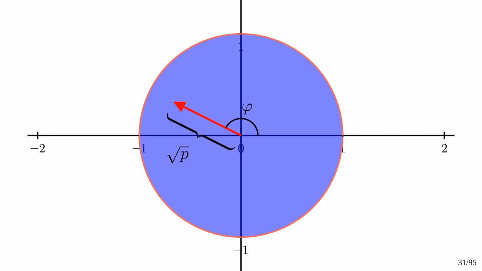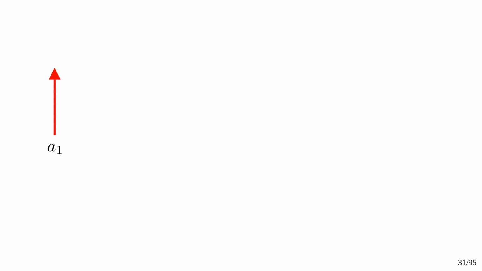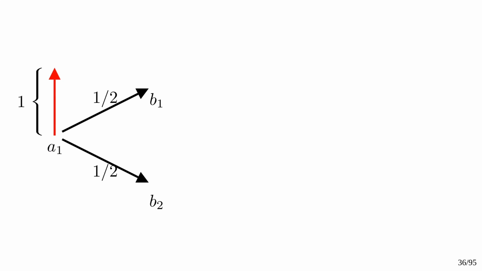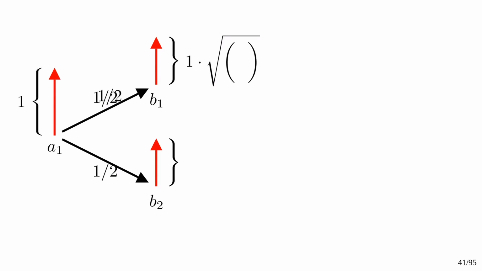Because we said that the system is initially in a state A1 with a probability of 1, this is represented by an arrow with a length of square root of 1, or 1. As before, the system transitions from A1 to B1 or B2 with a probability of 1/2. The length of those arrows is therefore 1 times the root of 1/2, or 1 over the root of 2.